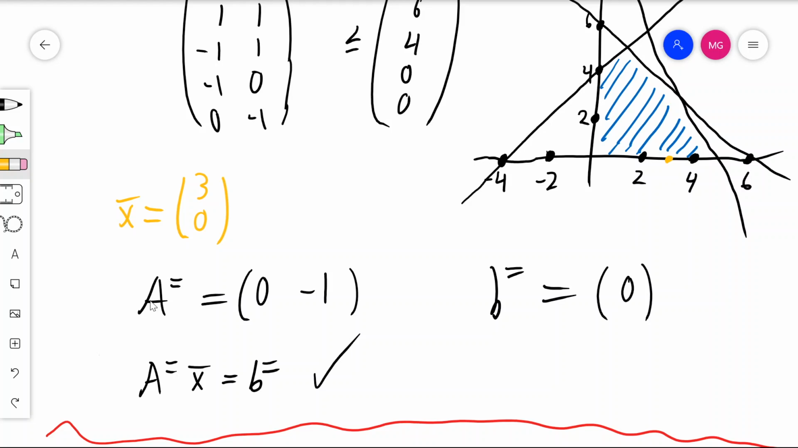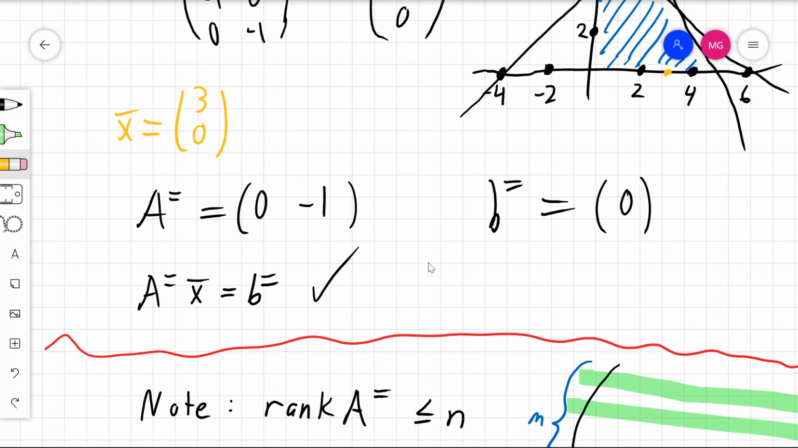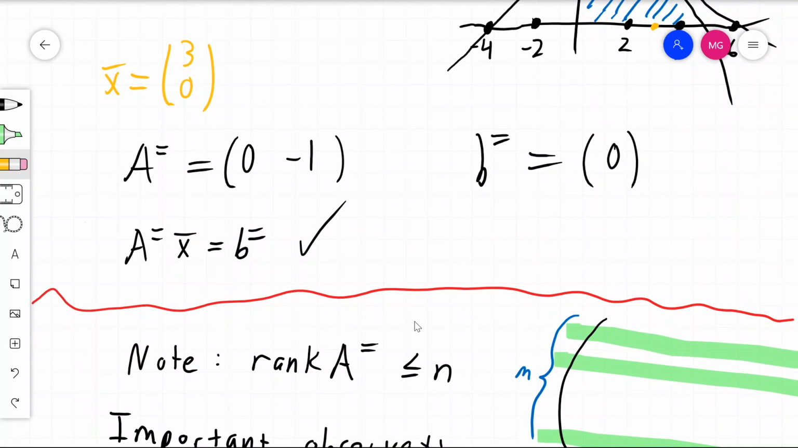Okay, so that's how it works, and this is the notation that we use for talking about the submatrix of tight constraints. So we'll be using that notation in the future.